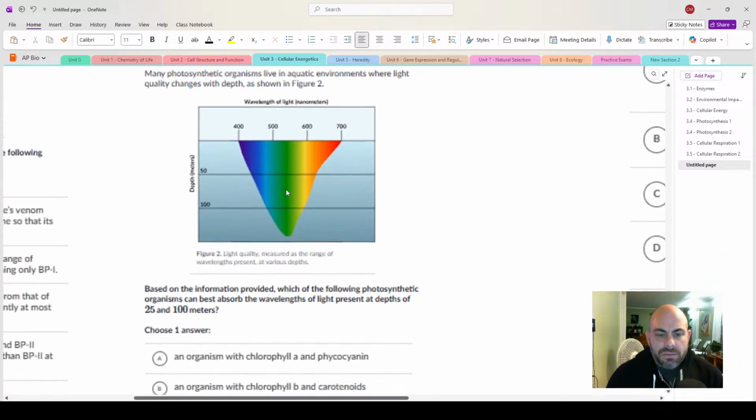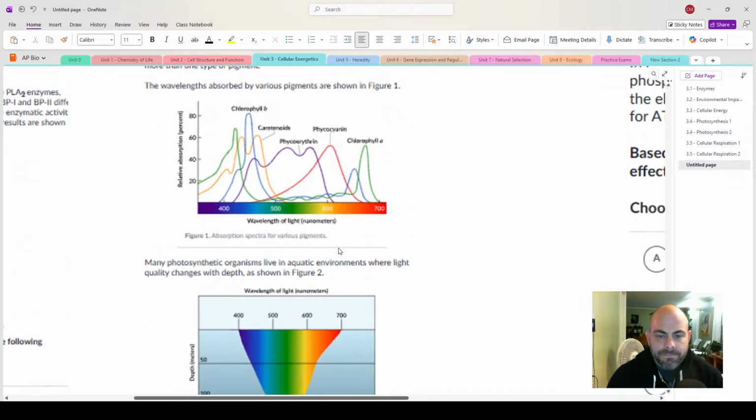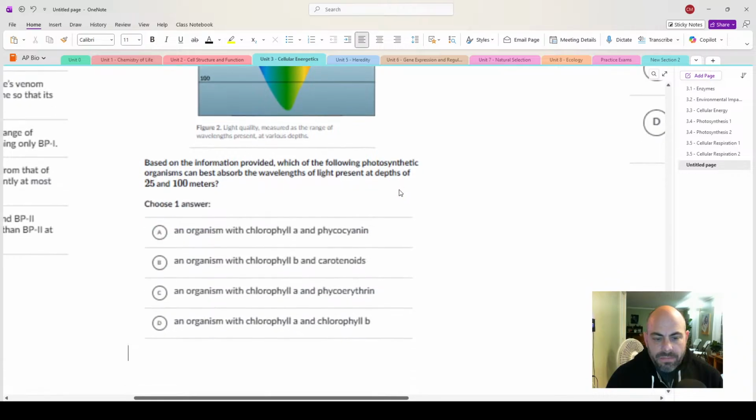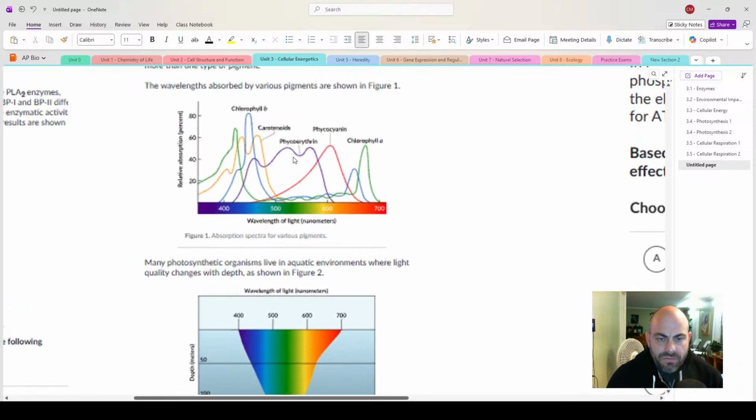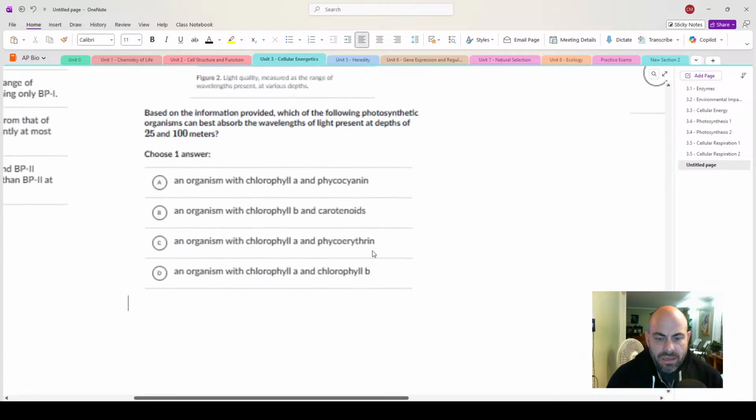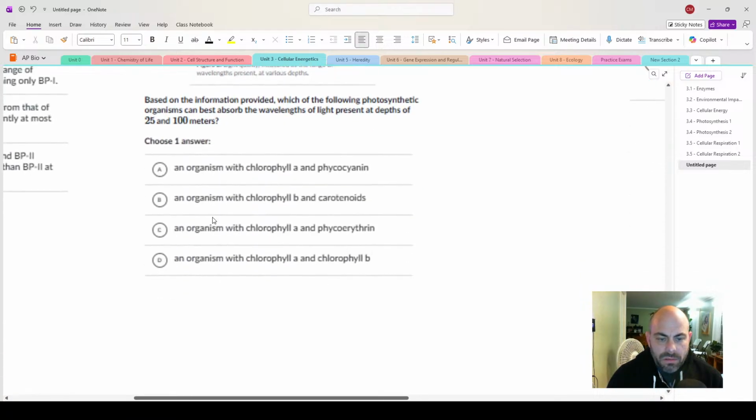As far as the other ones, at 25, everything is on the spectrum. And so which one does it best at that? Probably chlorophyll A, because chlorophyll A is able to get a lot of this and a lot of that. So let's find chlorophyll A and FICO, that one. I see FICO. Oh, wow. I need to be able to spell it right. It's not cyanin, it is erythrin right here.